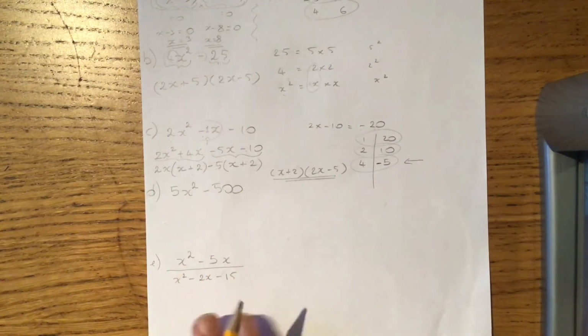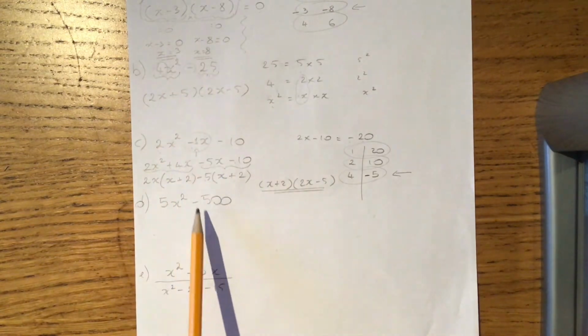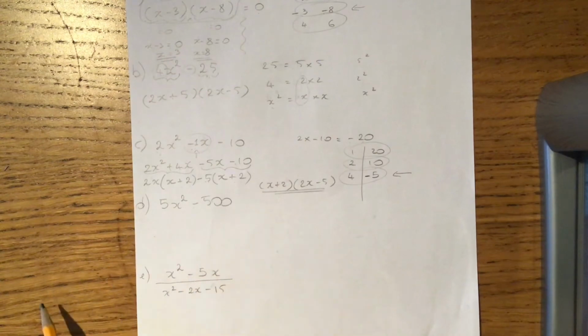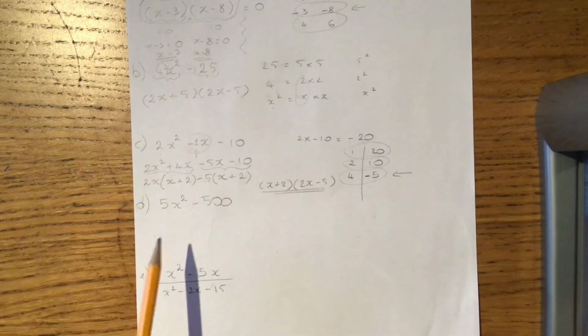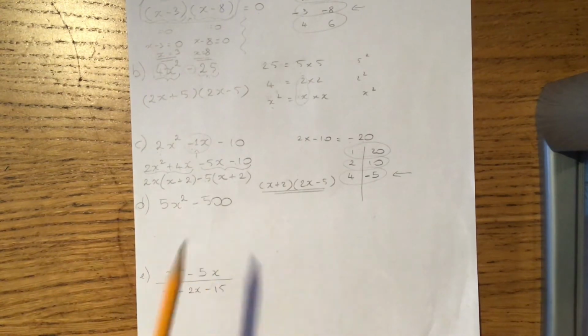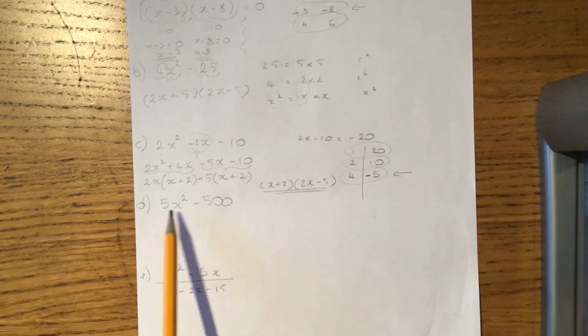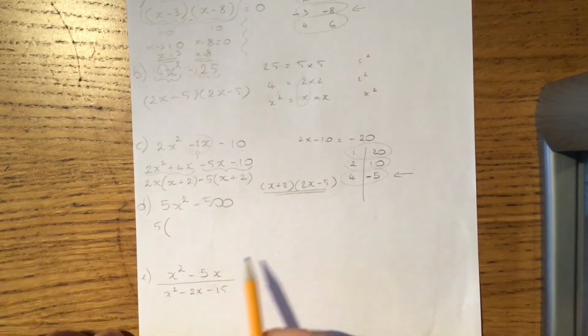5x squared minus 500. Right, when there are two terms and there's a minus in between, it's likely to be the difference of squares. However, if we square root 500, we get a number with a point, so it's not a perfect square. If we square root 5, same story, it's not a perfect square. So there's no difference of squares yet, but we can easily spot that they are both in the 5 times table. So we take 5 as a common factor to start with.